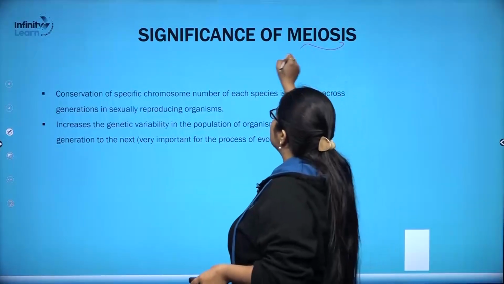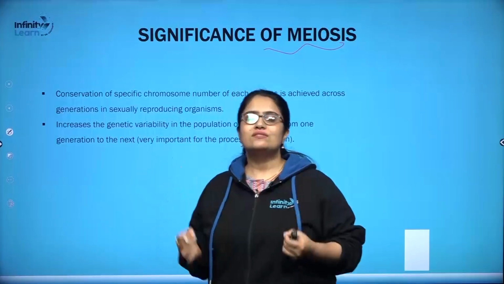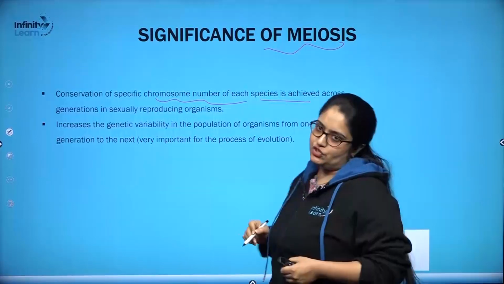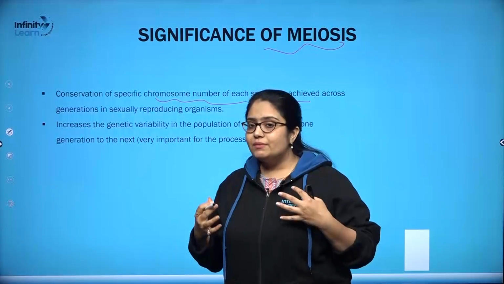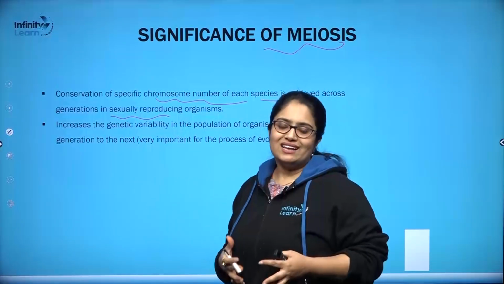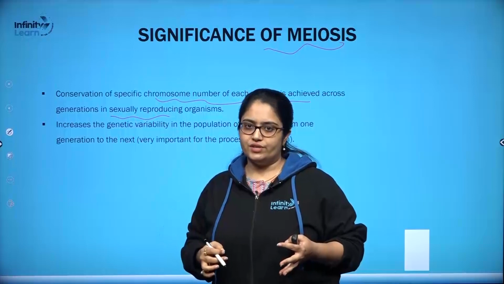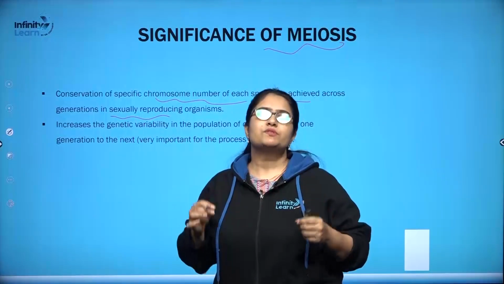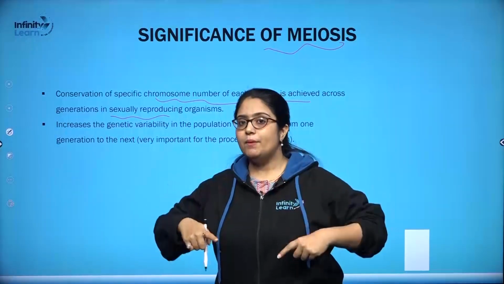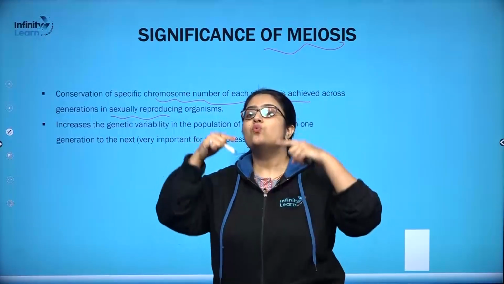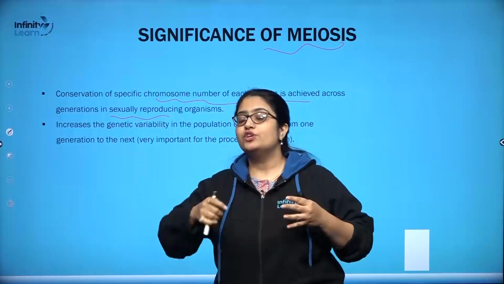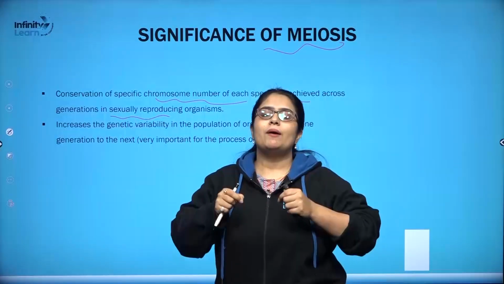Now meiosis is helping in conservation of the specific chromosome number in each species, right? If we talk about animals, if we talk about humans, we reproduce sexually. Generally the higher organisms are sexually reproducing. That means in them the new organism is produced with the help of fusion between male and female gametes. Now gametes are haploid. Such haploid gametes are produced via meiosis in the gamete mother cell. And when haploid gametes fuse to produce a diploid zygote, the chromosome number is maintained.